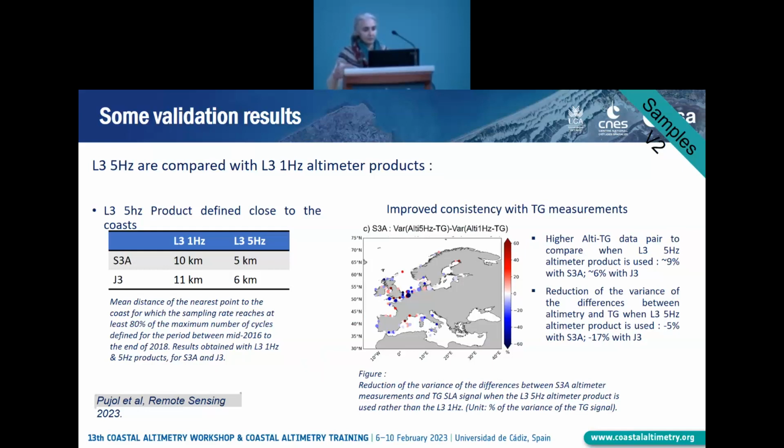And as we go closer to the coast with this product, we also observe that we have a higher number of altimetry-tide gauge data pairs to compare when we are considering the 5 Hz product instead of the 1 Hz. We can see on the map that there are still some red color, meaning degradation of the consistency with tide gauge when we are considering the 5 Hz product. So this means that we still have some progress to do on this processing.